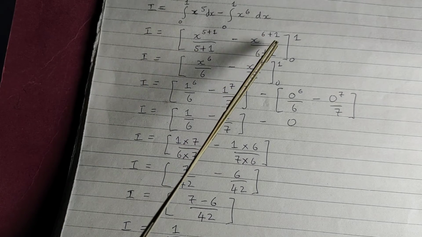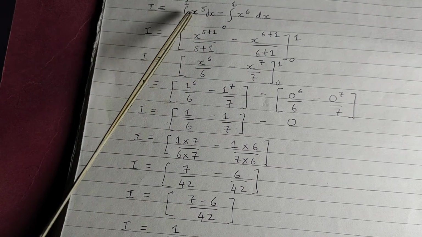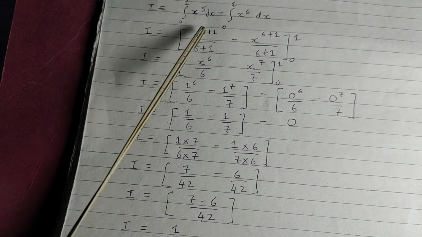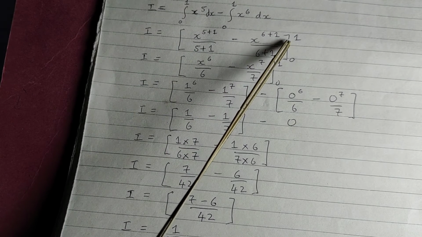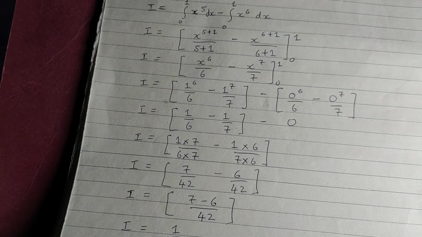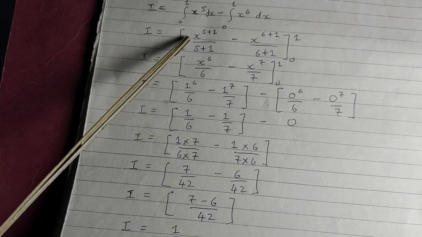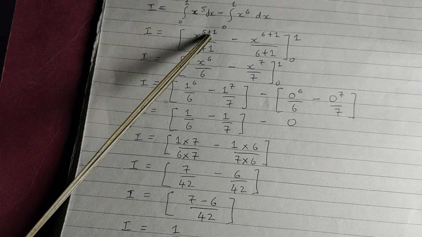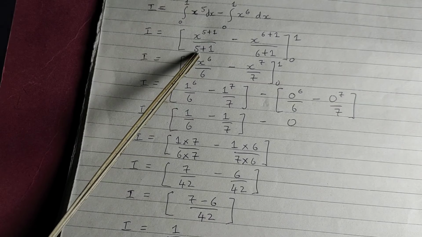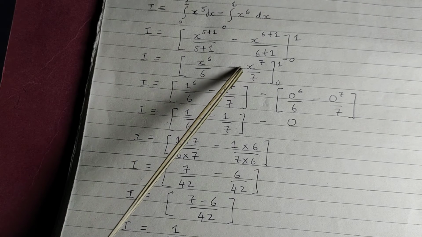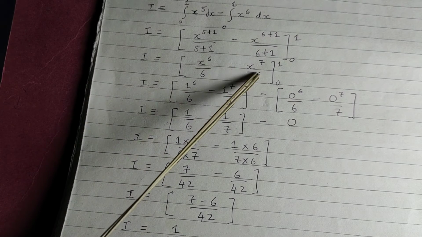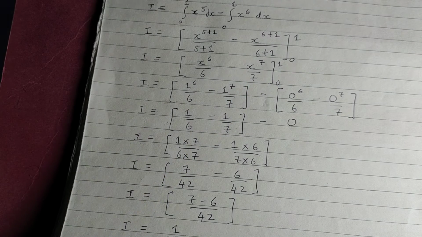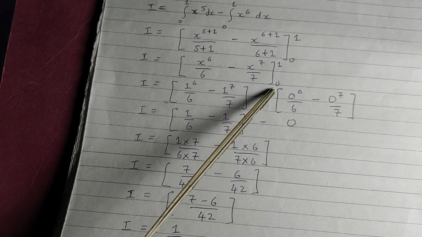You need to be careful. You need to put the limits outside. Since this is common, we have taken a common limit outside. So we have put a square bracket and outside the bracket we have put the limit. Upper limit is 1, lower limit is 0. Okay, and now we will be proceeding further. So this is x raised to 6 over 6, and here also the denominator will be 6, minus x raised to 7 over 7. Denominator also is 7. Outside the square bracket we have upper limit 1 and lower limit 0.